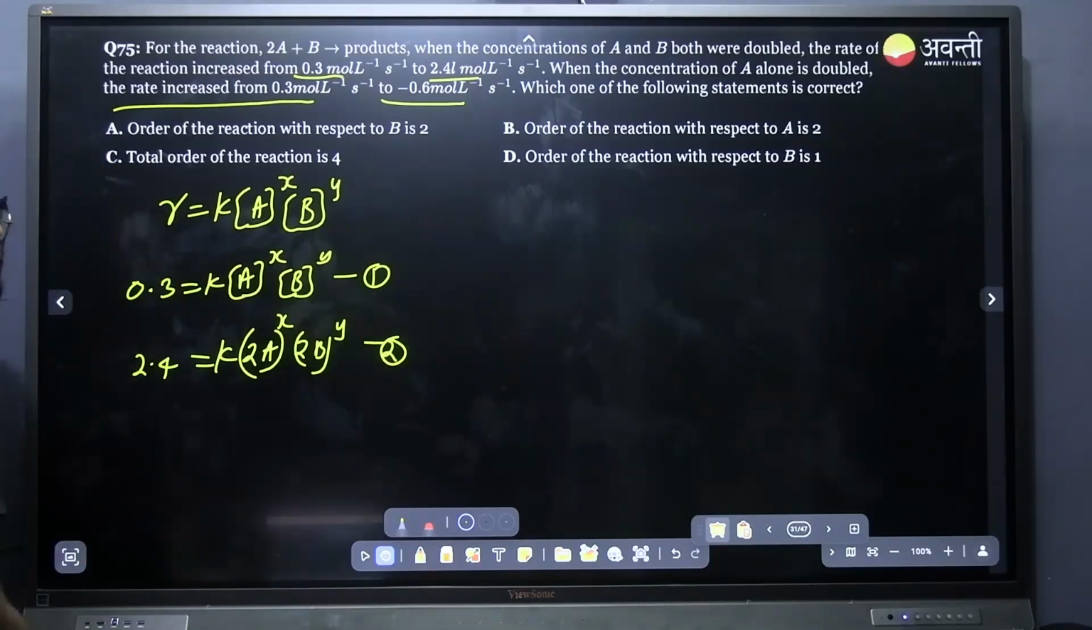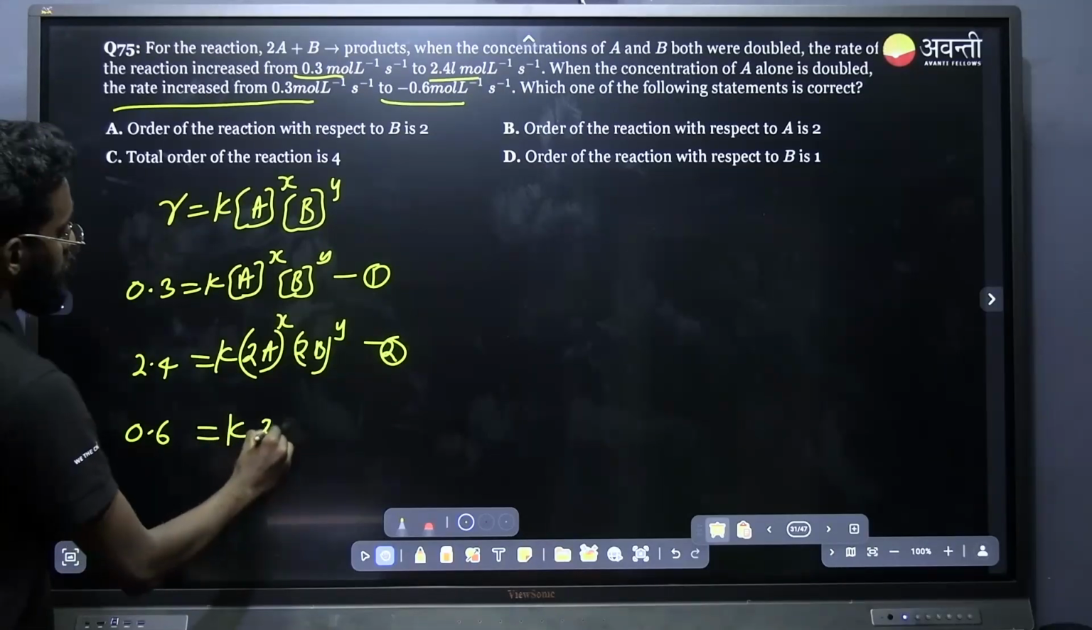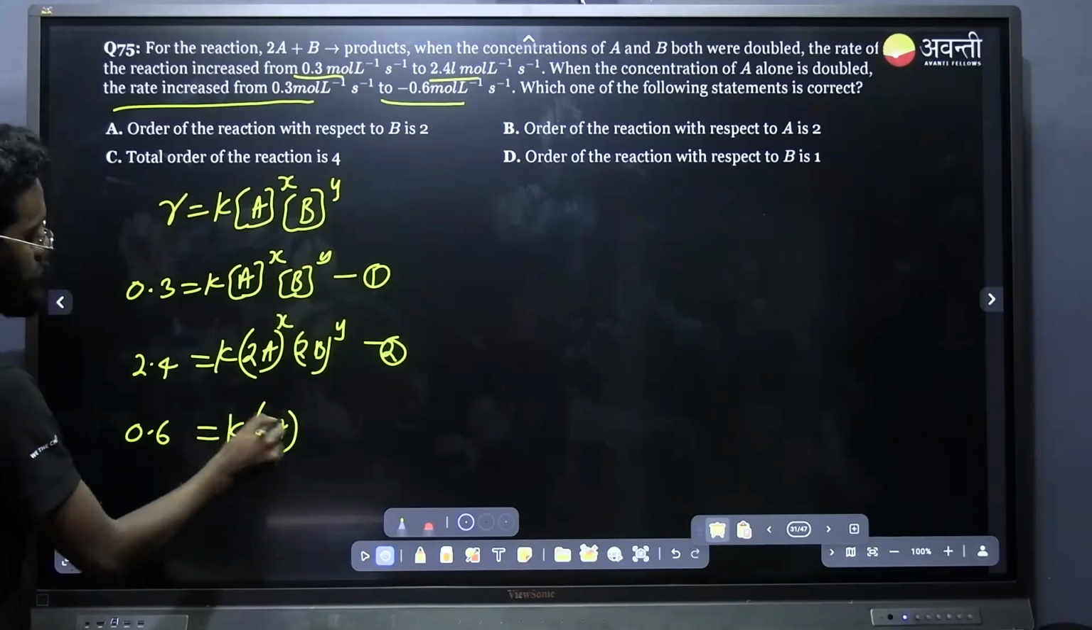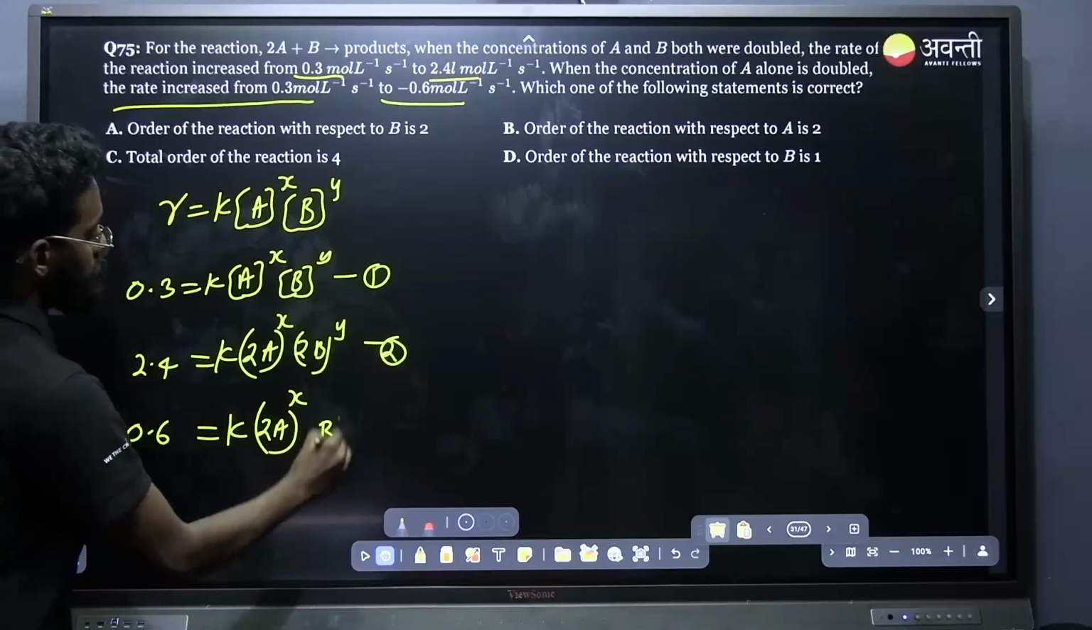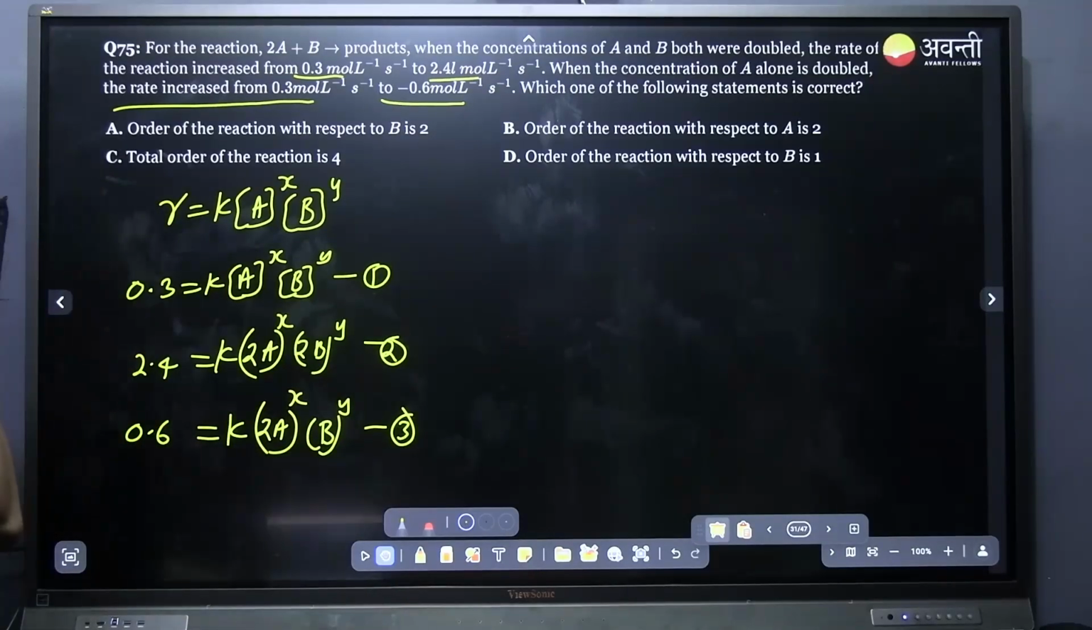A alone is doubled, so 0.6. K into A, only A is doubling, that is A will become 2A and B will become Y. Third equation. Now on rearranging the first, second and third equation, you can find out the value of X and Y. How can we do that?